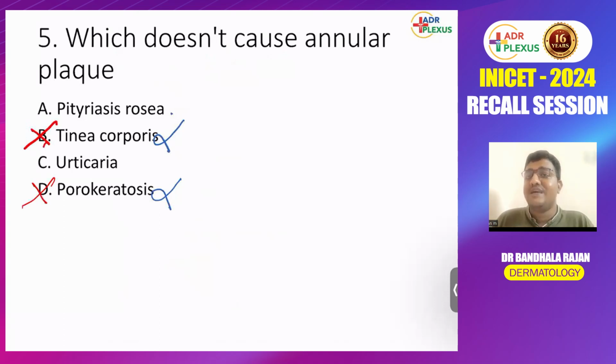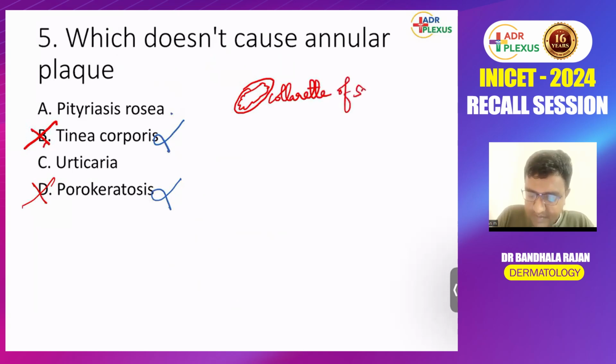If you ask me, in pityriasis rosea you might have read round to oval plaques with collarette of scales. Sometimes this appearance may lead to an annular plaque-like appearance. So, if you ask me, urticaria can be a better answer here. I won't say this is the best answer, because even urticaria can lead to annular plaques sometimes. So, the answer here is urticaria.